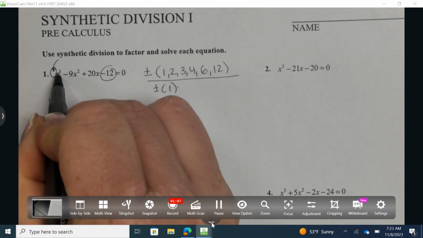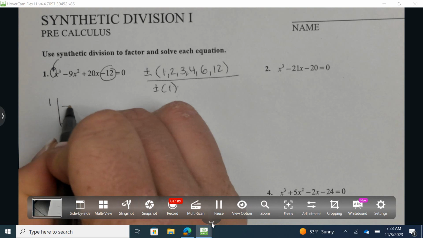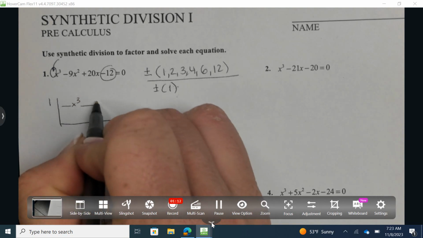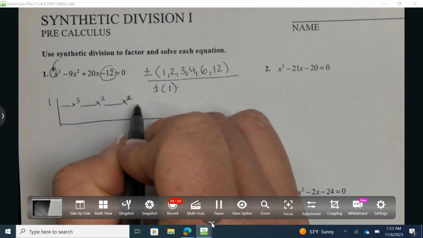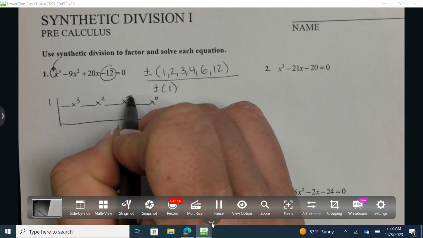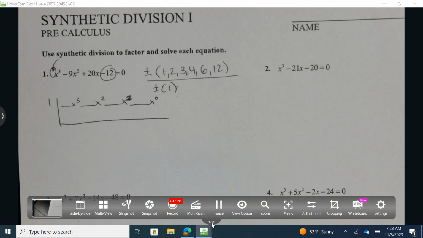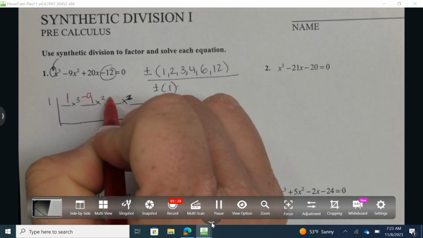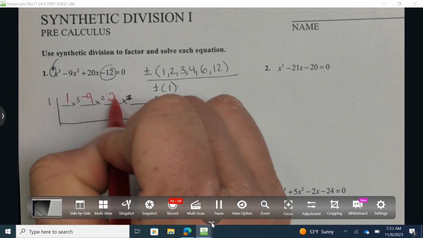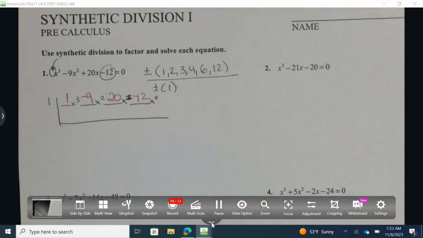Now the highest exponent I see, called the degree, is a 3. So I need some coefficient for 3, 2, all the way down to 0. Oops, that should have been a 1 and a 0. That's a 1. Okay, then I'm going to go back and I'm going to place the numbers of the coefficients that match up with each of these. So this is a 1, a negative 9. This is a 20 and a negative 12.